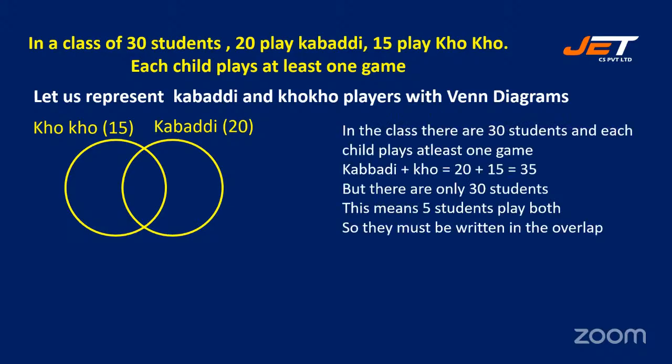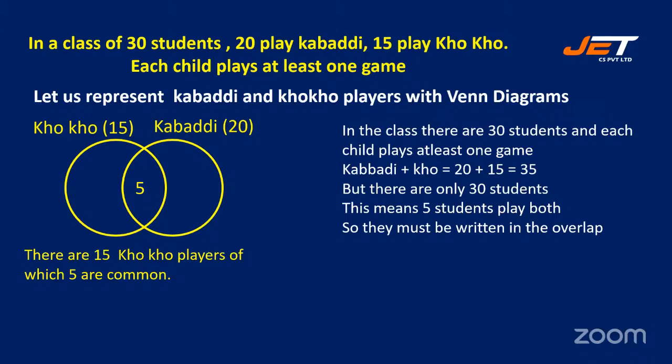Now in the class, there are 30 students and each child plays at least one game, kabaddi or kho or kabaddi and kho. So kabaddi plus kho is equal to 20 plus 15, 35. But there are only 30 students. This means that 5 students play both. Isn't it? It's logic. So they must be written in the overlap. Is it clear, students?